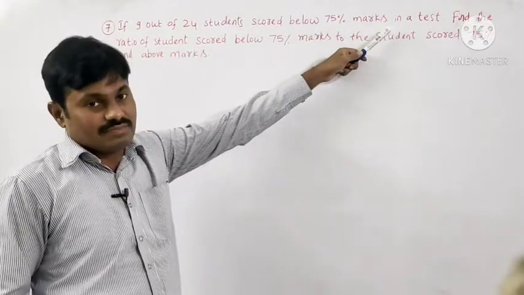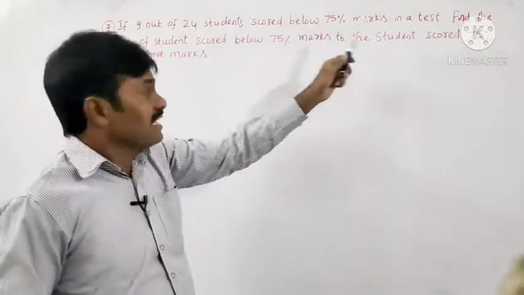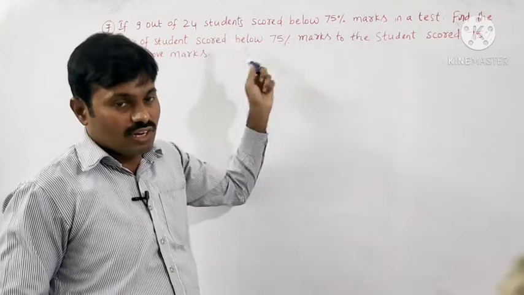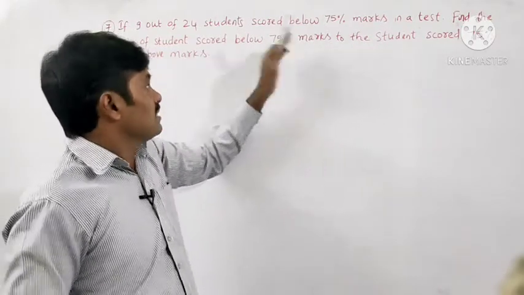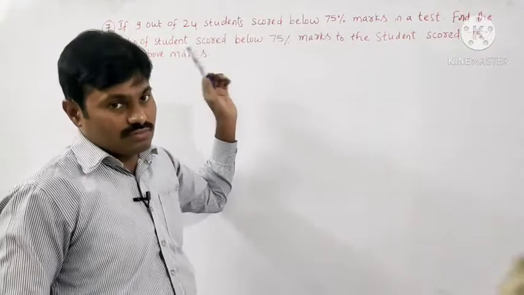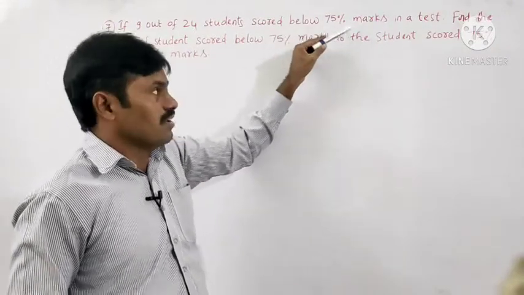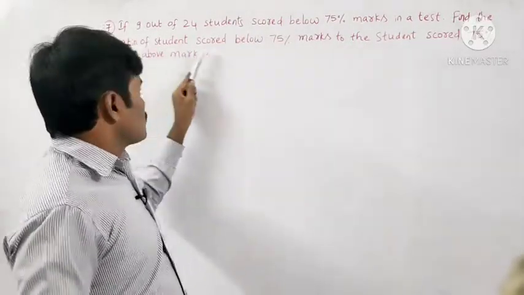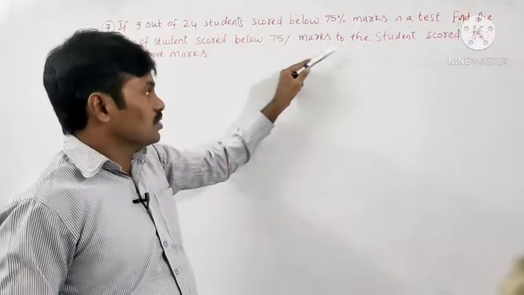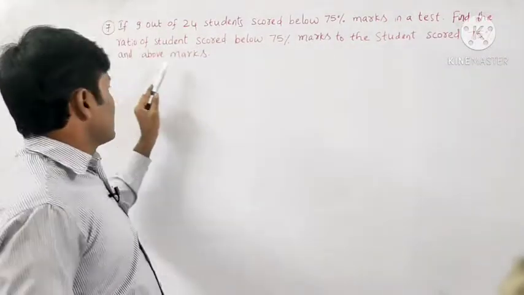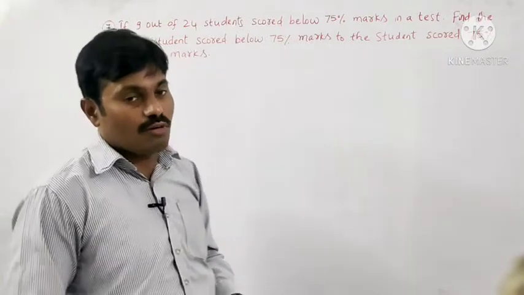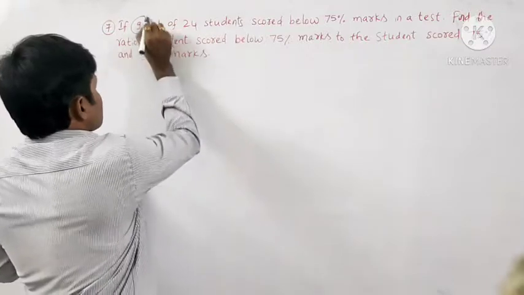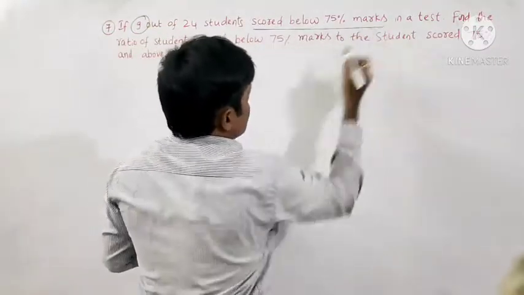Now in question number 7, it is given that 9 out of 24 students scored below 75 marks in a test. They conducted a test. In that test, 9 out of 24 students scored below 75 marks. 9 out of 24 means the class strength, the number of students in the class, is 24. In that, 9 members got below 75 marks. Then find the ratio of students who scored below 75 marks to the students who scored 75% and above marks.